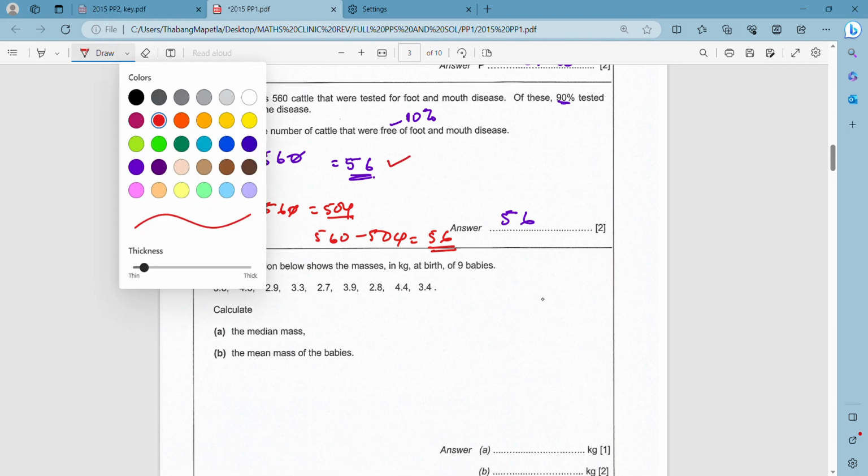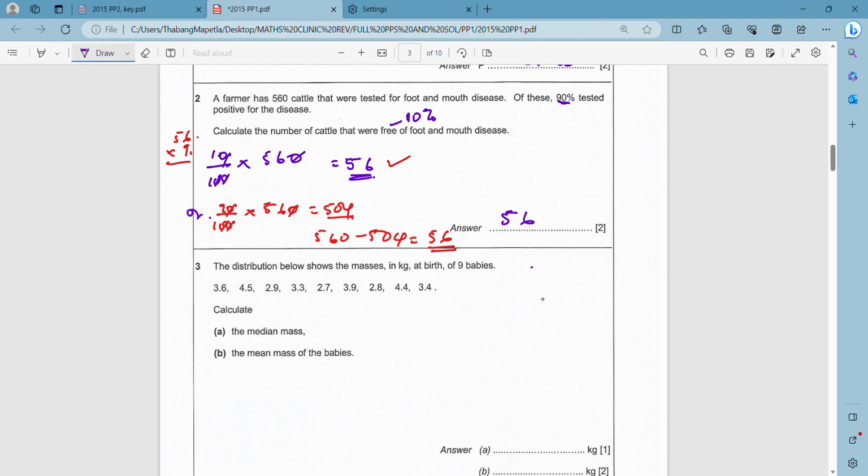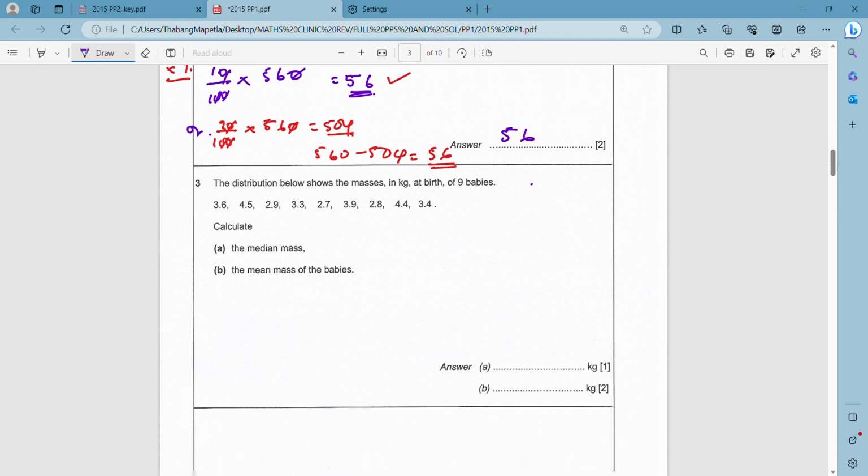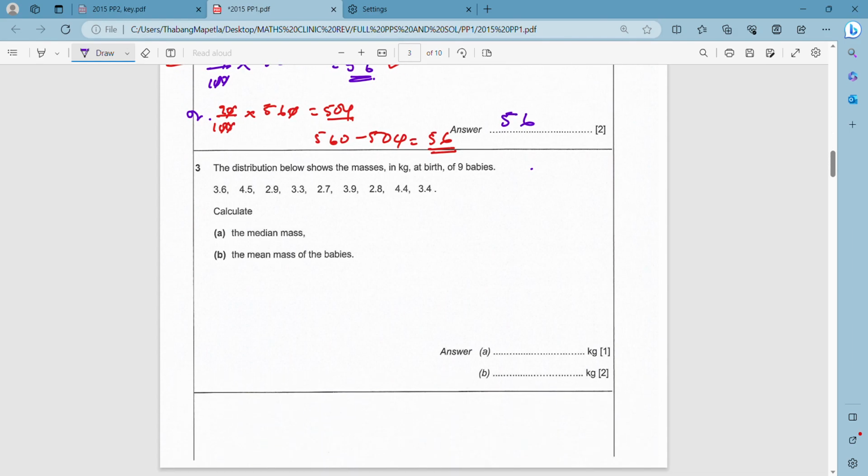So now moving on to the next question. It's statistics. It says the distribution shows the masses in kg at birth of nine babies. Calculate the median. The median is the one which is in the middle, in the center. So first of all, we have to arrange our data in ascending order.